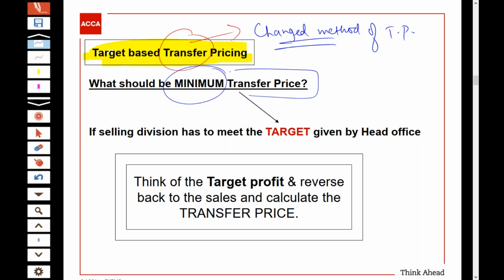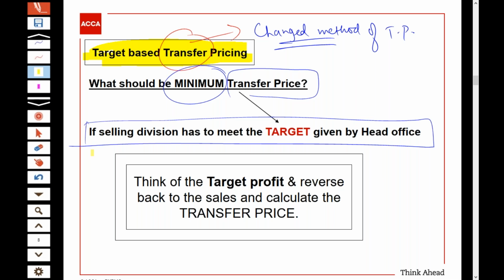Now see what should be the minimum transfer price. This is a very important line: if the selling division has to meet the target given by the head office. See this thing, there is no opportunity cost, no focus on opportunity cost. There is only focus on meeting the target, only focus on target.